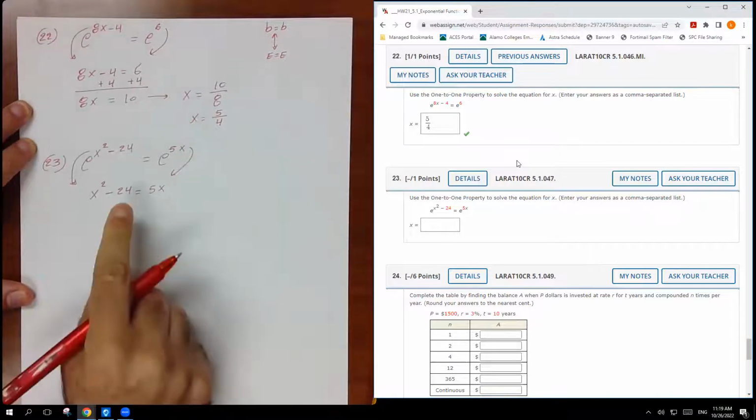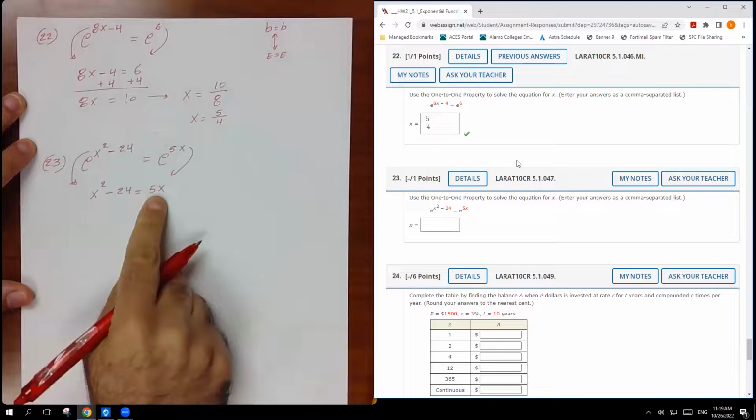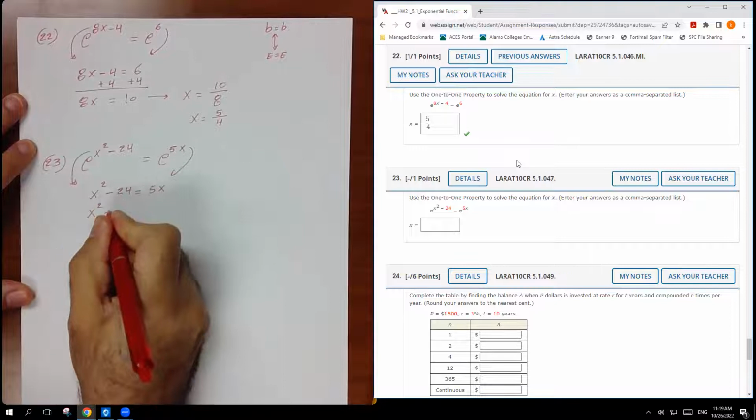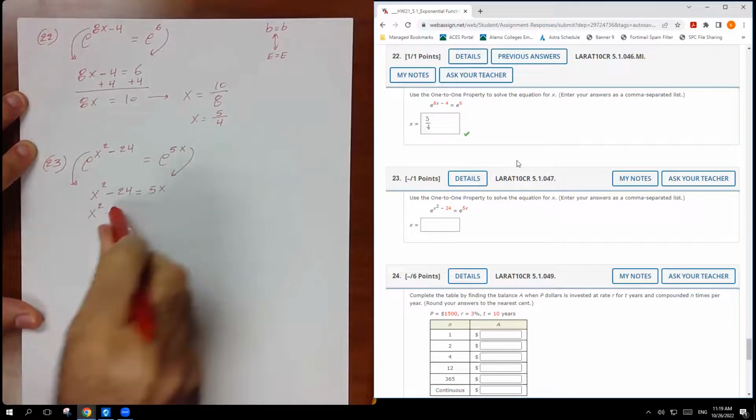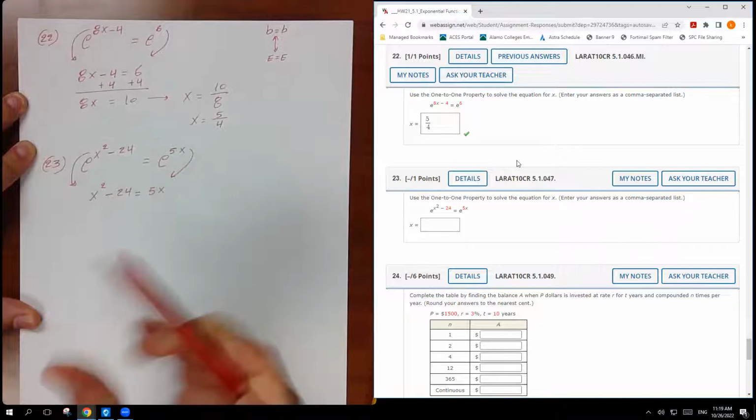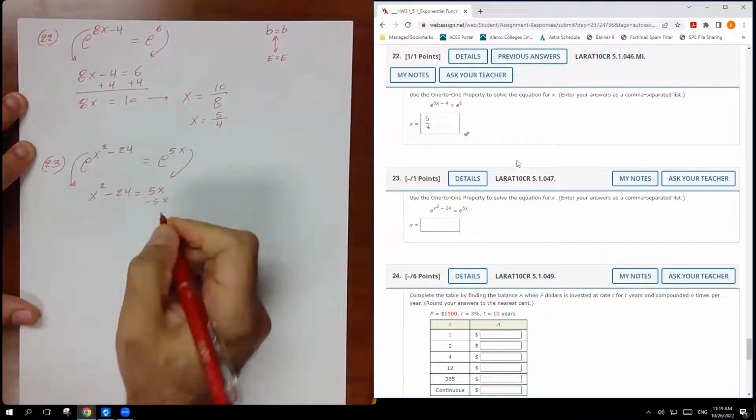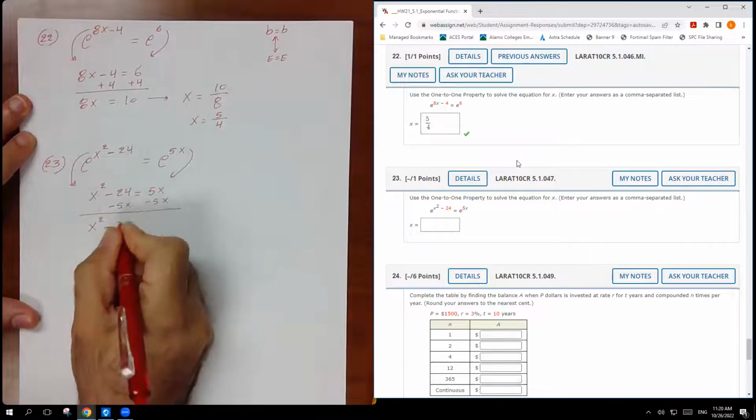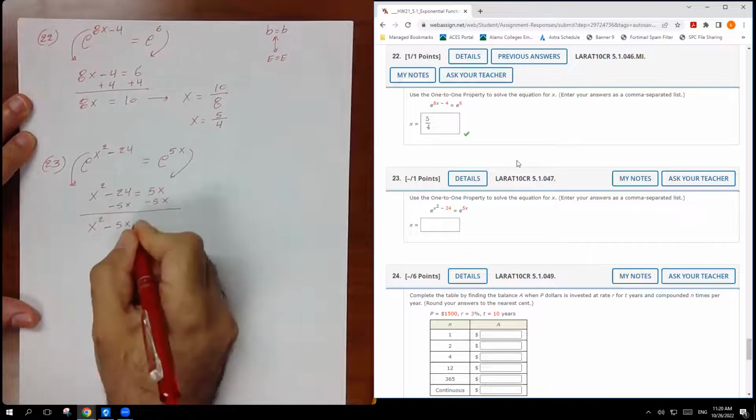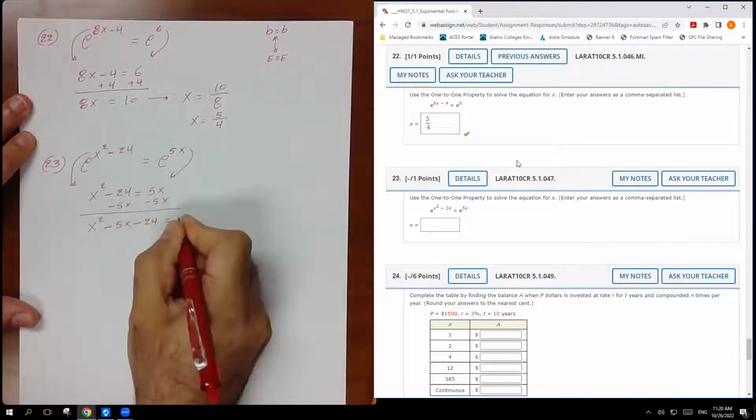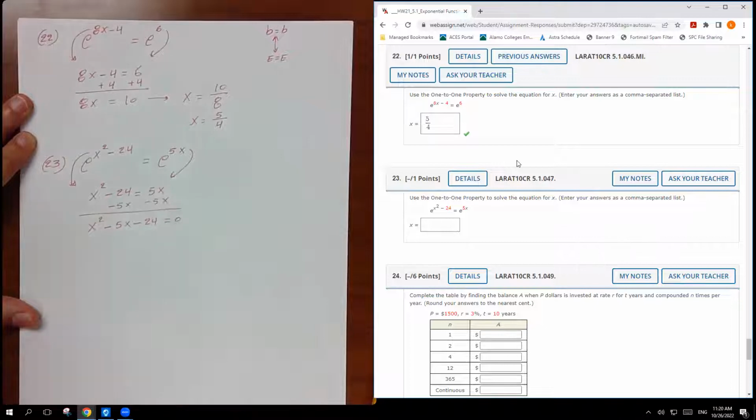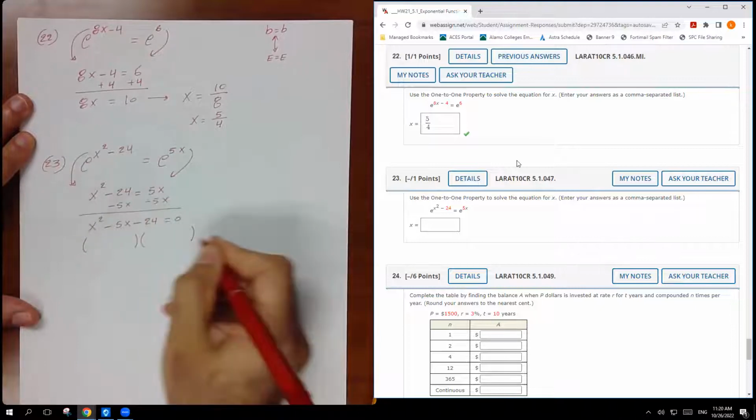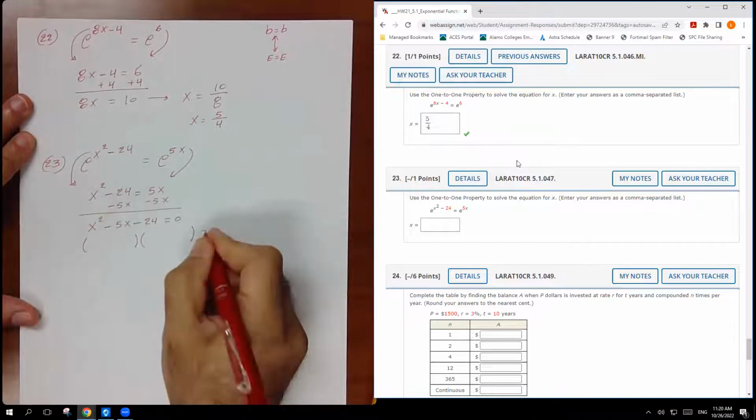Now I need to solve this one. I'm going to move the 5x to this side, so minus 5x and minus 5x. That means x squared minus 5x minus 24 is going to be equal to 0. Now it's a quadratic. How are we going to solve this one? We're going to open 2 parentheses equals 0.